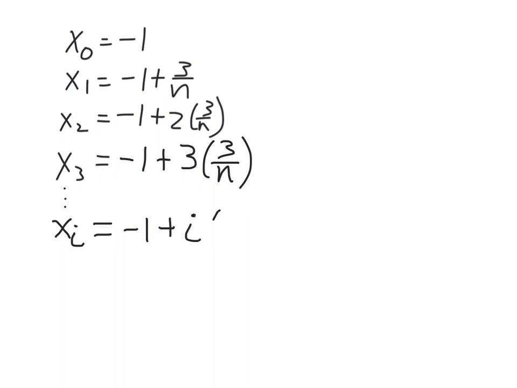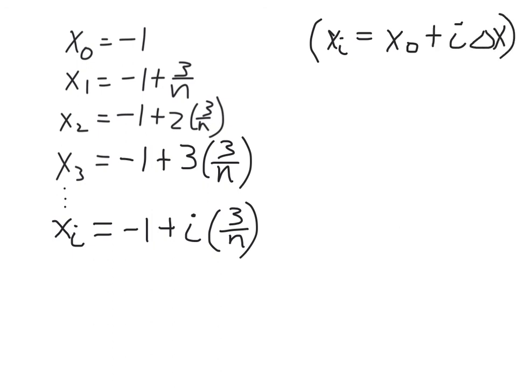i times the delta x. So what you'll be really seeing in all of these problems, x sub i will be x sub 0 plus i times delta x. That's the general way to find the x sub i. But for our problem in particular, x sub i, our partition, can be represented in this form. Okay?